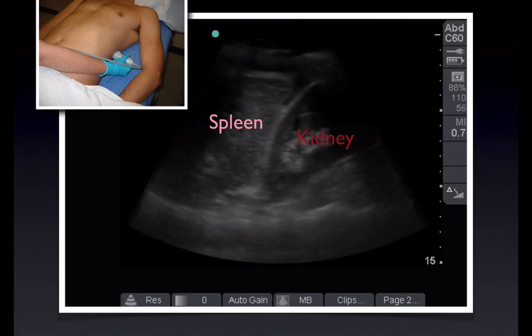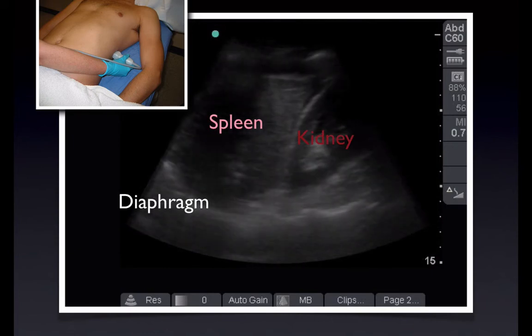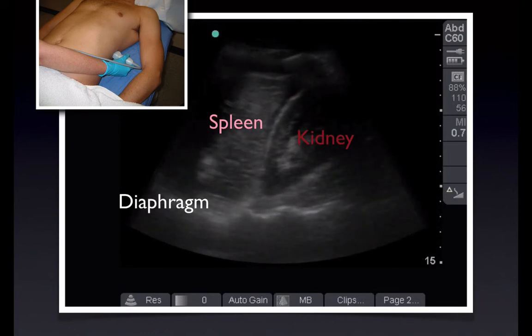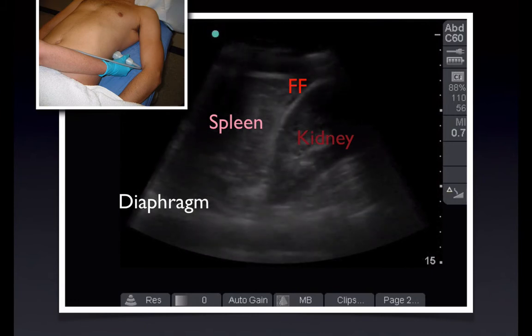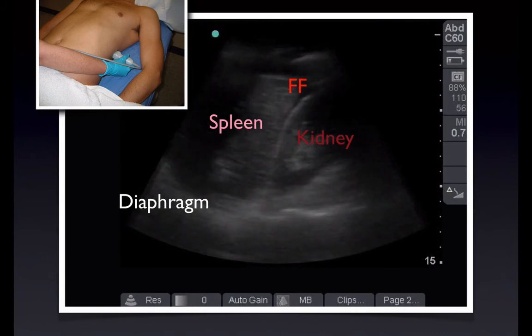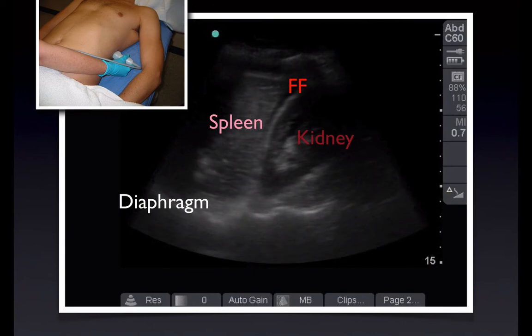Again, kidney, spleen, diaphragm, and this is a very subtle free fluid collection there, more towards the paracolic gutter also.